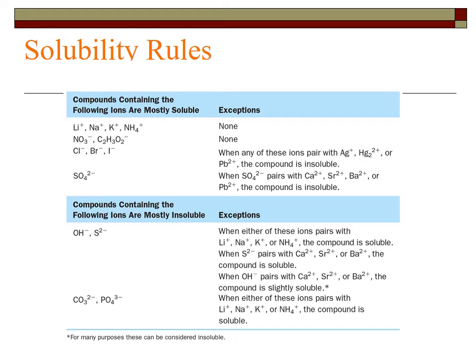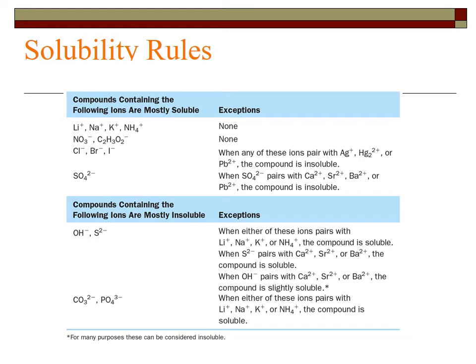The top blue section says compounds containing the following are mostly soluble. So these are soluble cations and anions. The ones in the bottom, compounds containing the following ions are mostly insoluble. So if they are in the bottom part of the section, they are mostly insoluble. So I've got mostly soluble, mostly insoluble. Okay. Now, look at the exceptions. So I've got exceptions to the rules.